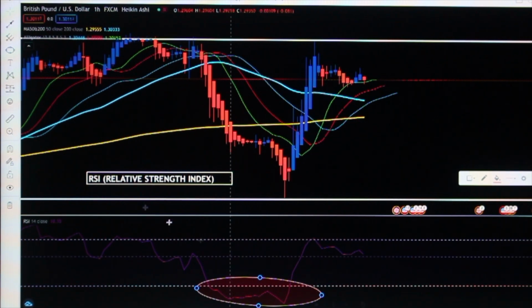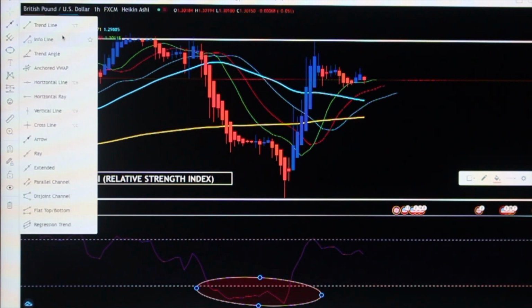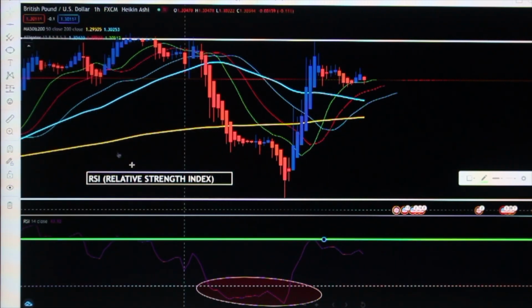Now, a lot of people don't like the RSI. Some people love the RSI. And then there's some that utilize it every now and again. It's really at a 30-40% accuracy.